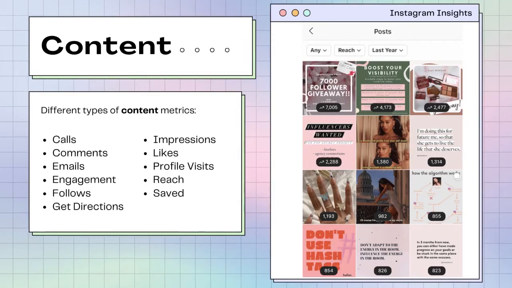Profile visits is the number of times your profile was viewed as a direct result of your post, so people that saw your post and then went on to view your profile. Reach is the number of unique accounts that have seen your posts. Saved is the number of users that have saved your post.